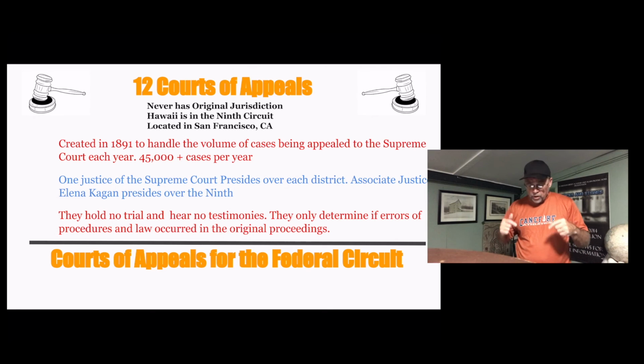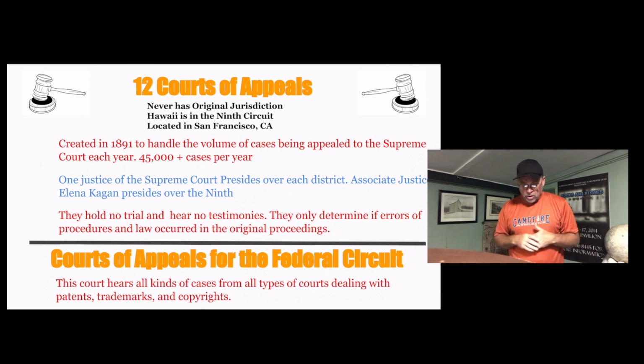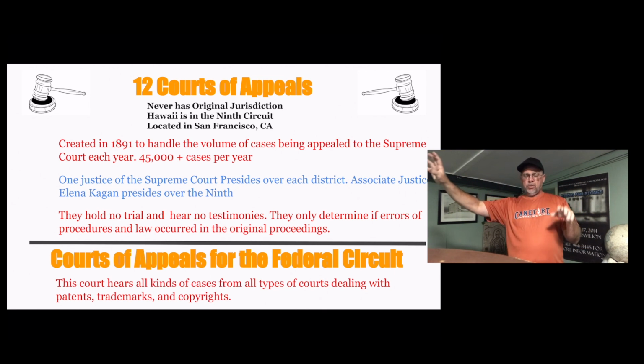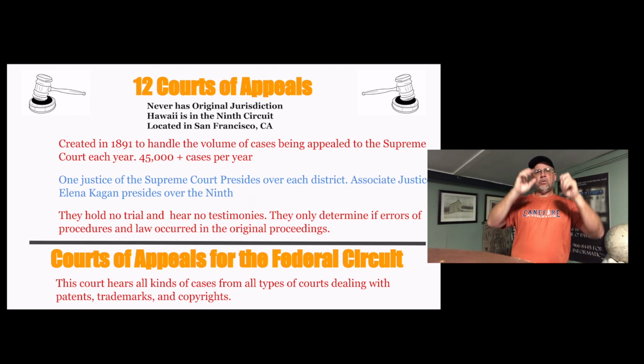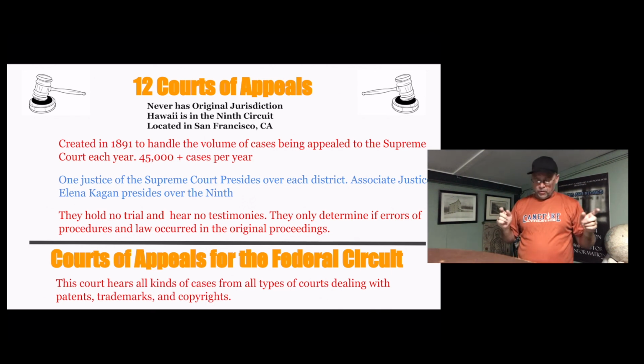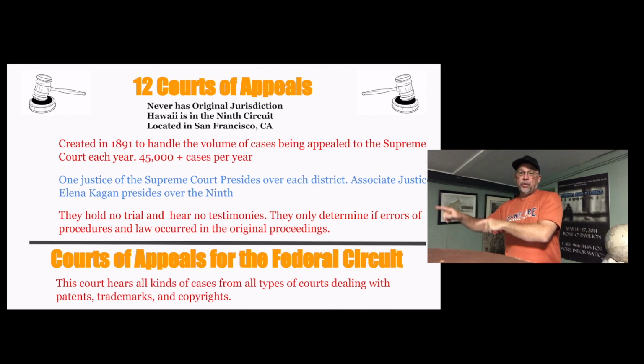And then you have the Court of Appeals for the Federal Circuit. That's more in the middle. You'll see there's a whole bunch of different things coming out of here. And this court hears all kinds of cases from all types of courts dealing with patents, trademarks, and copyrights. So anything that comes in that deals with these things is shifted over to this court. It doesn't go to the district courts. It doesn't go to the 12 Courts of Appeals. It goes to the Court of Appeals for the Federal Circuit.